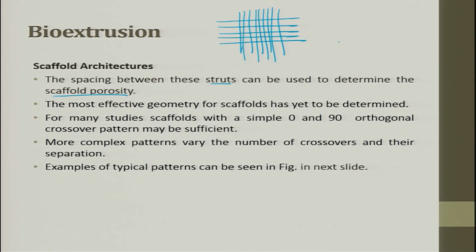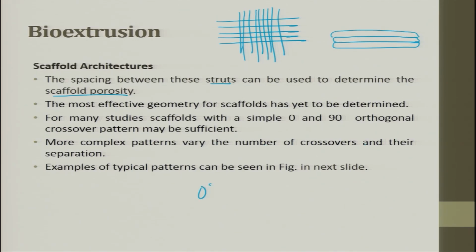Okay. So, if you see that, first layer, second layer, third layer. So, what have you done? You have changed the orientation such that you strengthen the material. The more complex pattern may have varying crossover patterns.